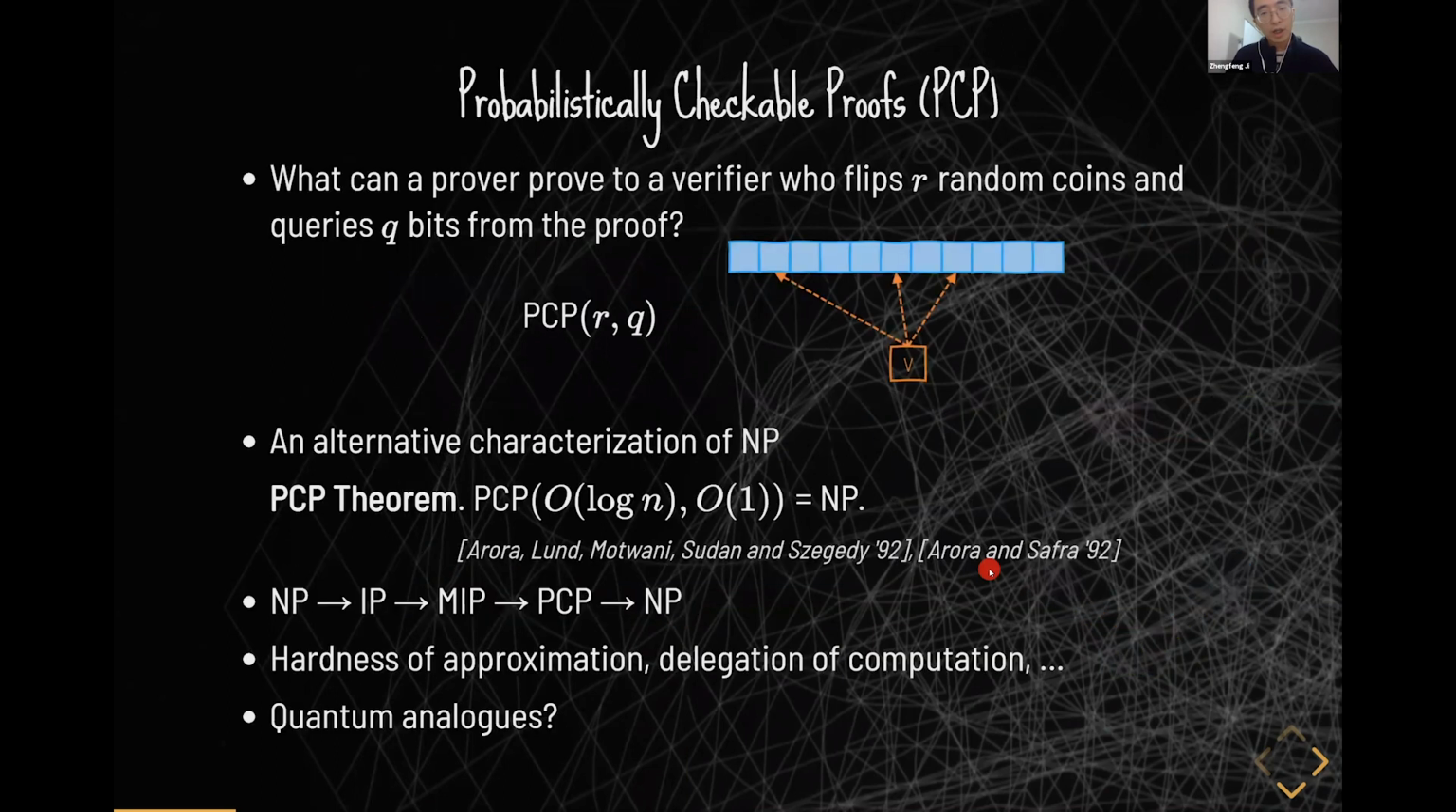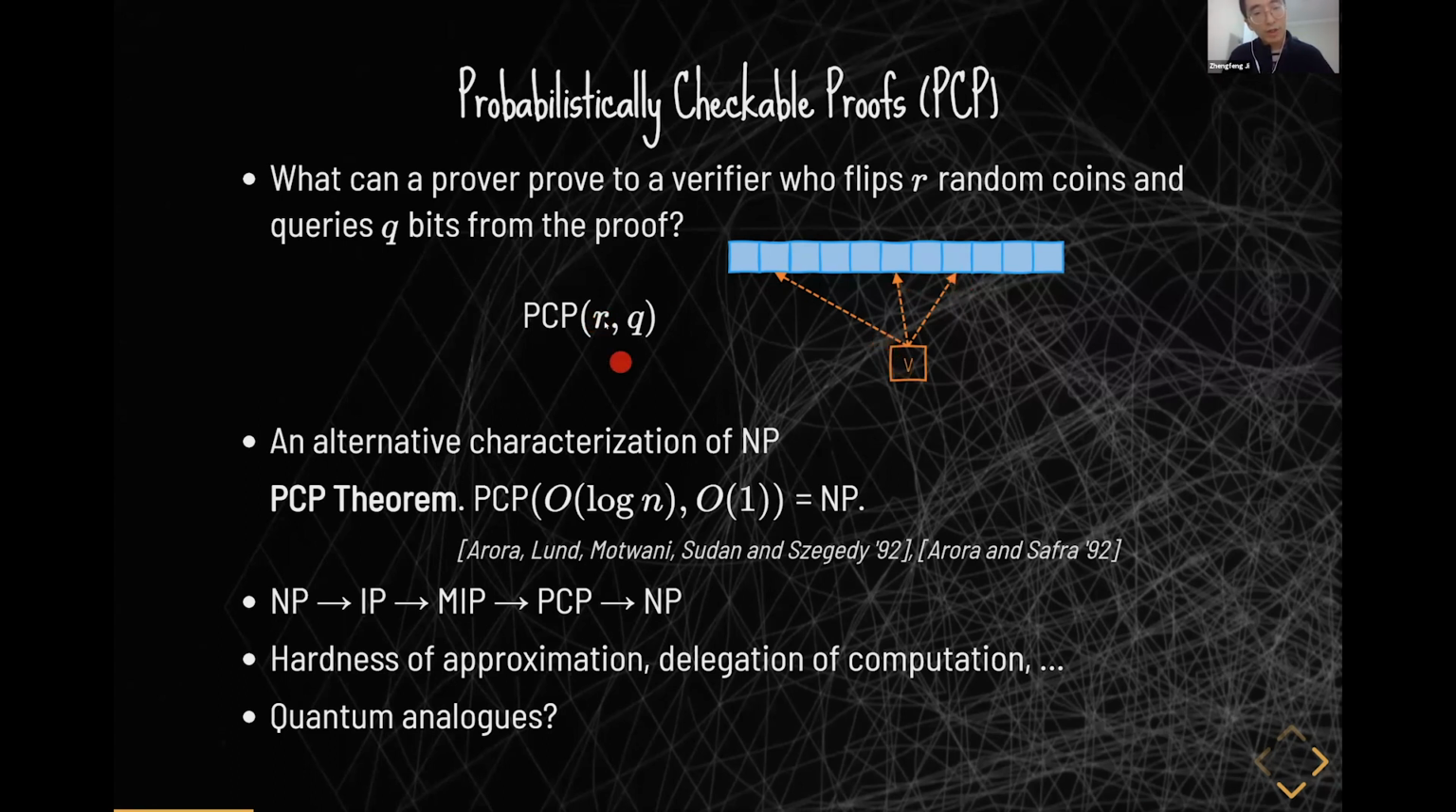The celebrated breakthrough of that line of research is called probabilistically checkable proofs. In PCP, you have something like this: a proof, which is a bit string, and this is the verifier. It's probabilistic because the verifier flips some coins and determines where to look at the proof.